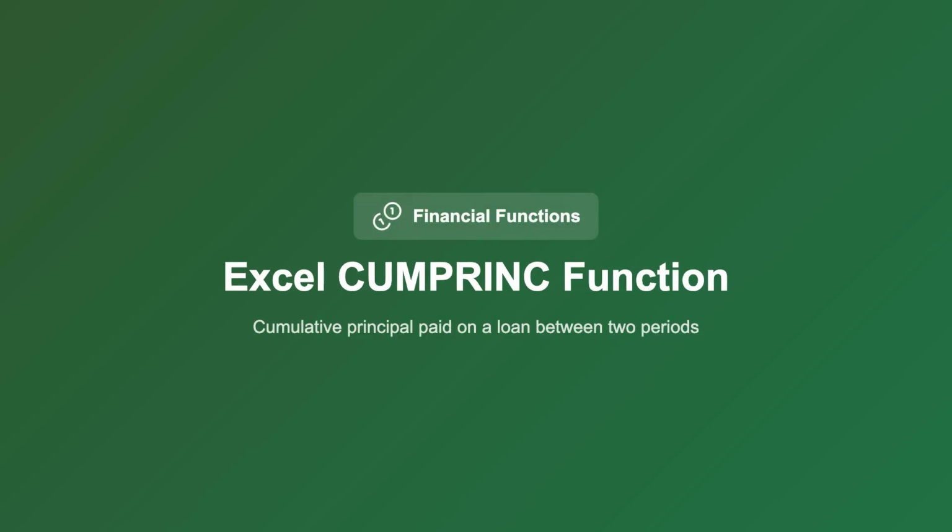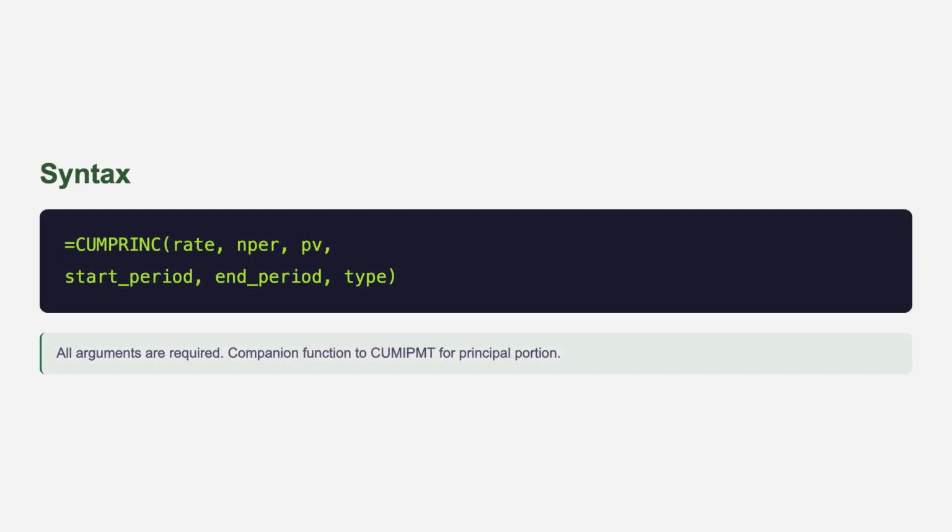Excel CUMPRINC function. This function returns the cumulative principal paid on a loan between two periods. It is the companion to CUMIPMT, and together they show how your loan payments split between interest and principal. The syntax is CUMPRINC with parameters rate, NPER, PV, start_period, end_period, and type. All 6 arguments are required. This function has the exact same parameters as CUMIPMT but returns the principal portion instead of interest.